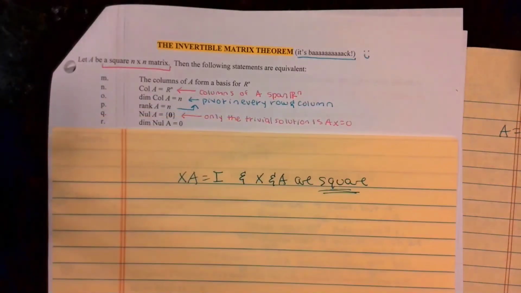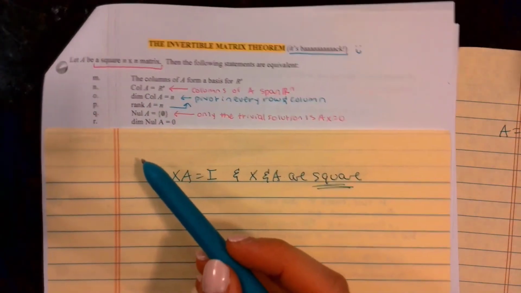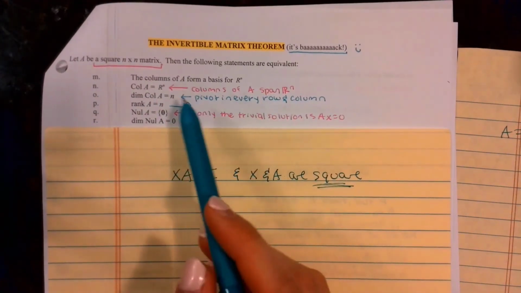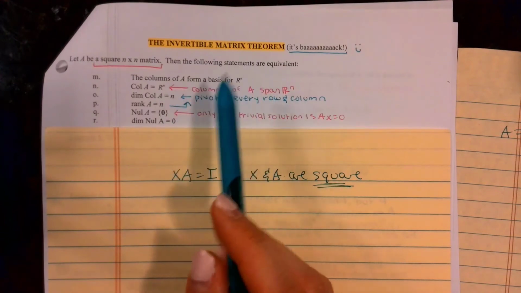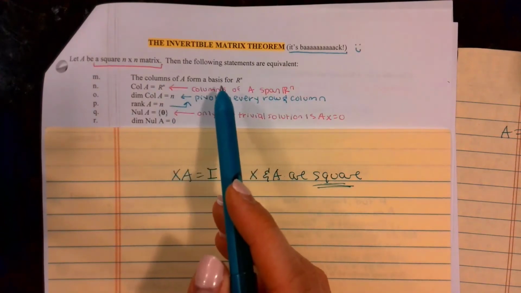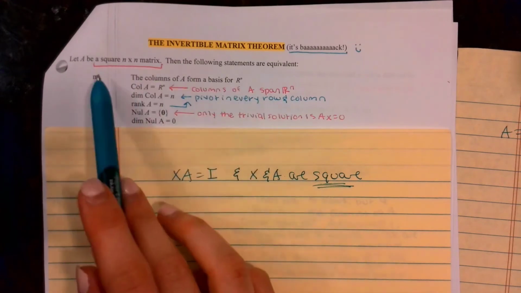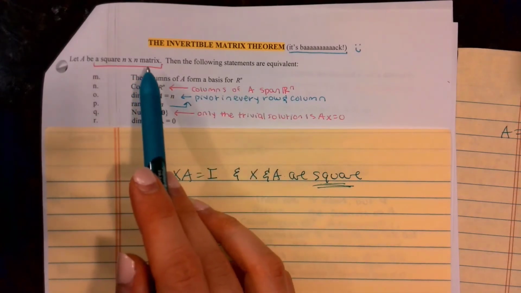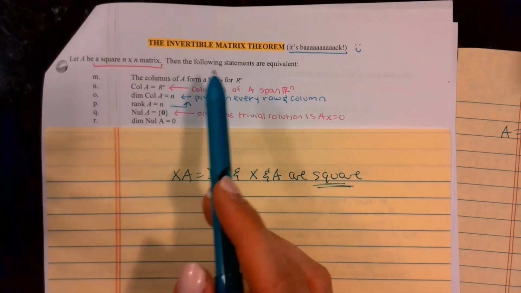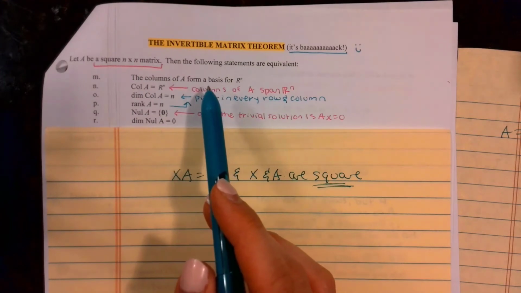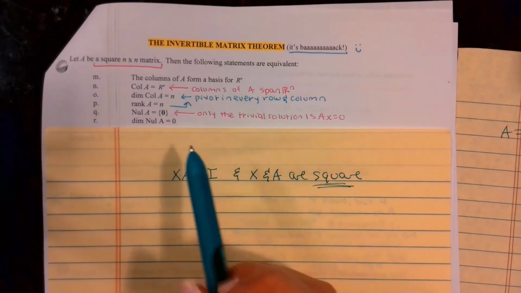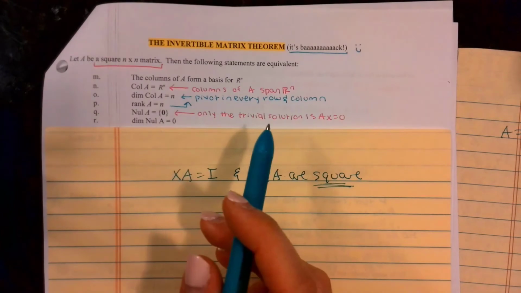So, a couple more things to add. We're getting down to M through R. I think I did tell you that this theorem is enormous. But more theorems to be added on. The columns of A form a basis for Rn. Notice that this is a square n by n matrix. And again, these are all equivalent to the fact that A is invertible, pivot in every column, pivot in every row, that kind of thing.